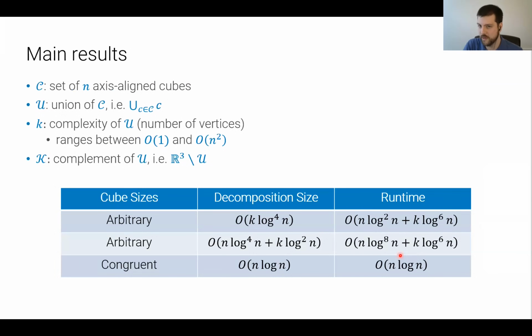And that's what we achieve in our paper, this near linear dependence. So we come close. We give 3 algorithms. The first 2 algorithms are for cubes of arbitrary sizes. The third algorithm considers a special case where all cubes have the same size. And we can see that we're only a small number of log factors off of our goal in all cases. And the second algorithm is a slight improvement over the first one when k is larger than n.